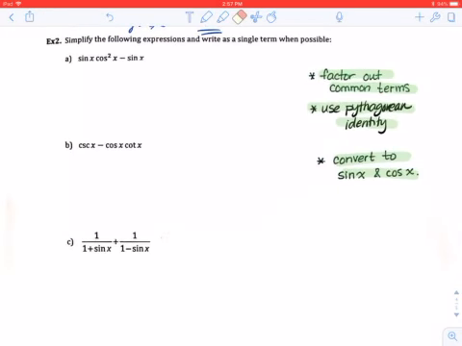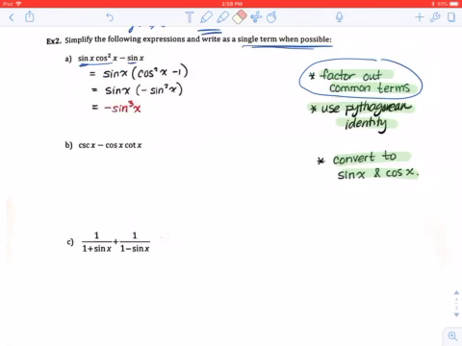Okay, moving on. Another thing you did last year was some simplification, writing expressions as a single term whenever possible. So here is our first example. We have sine x cosine squared x minus sine of x. Well, what are you going to do? You should factor out anytime you can. So we're going to factor out the sine of x. When we factor out the sine of x, you get cosine squared x minus 1 in parentheses.